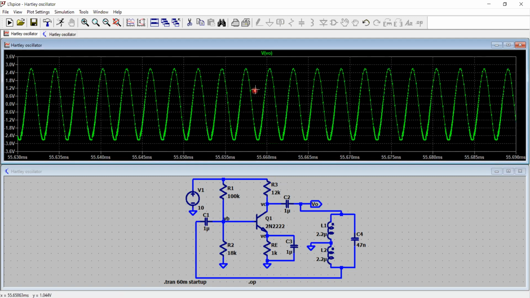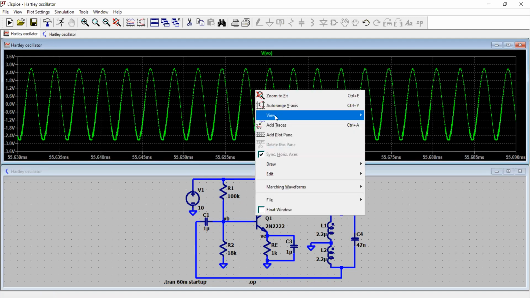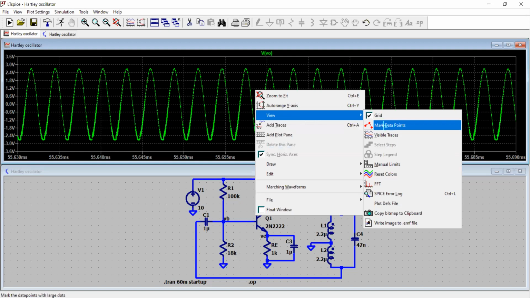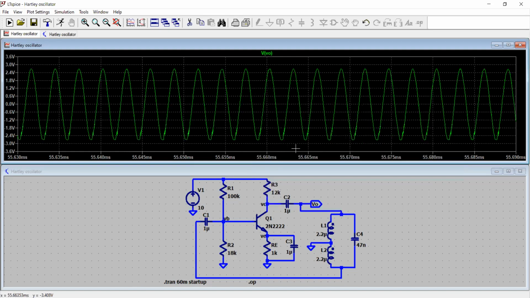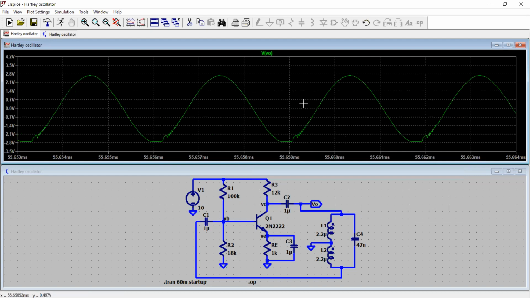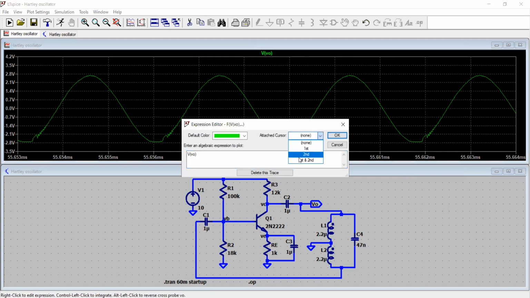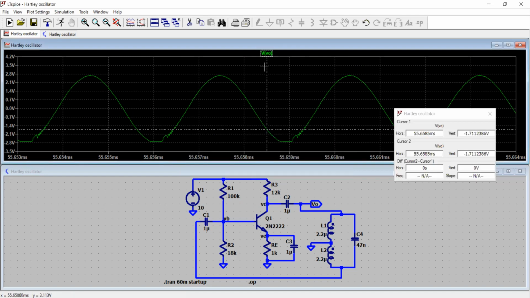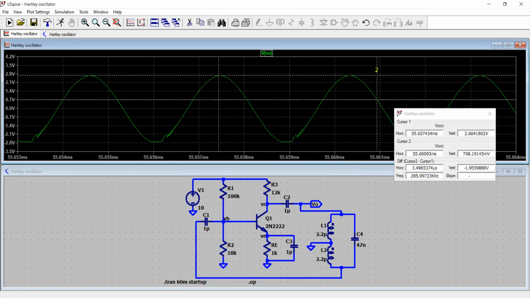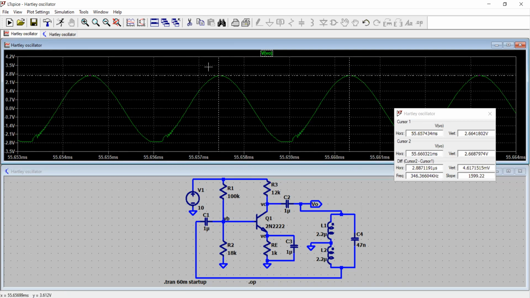right here, and maybe right click and view, and mark data points. We don't want to mark that. So you got this. And I have already shown you how to calculate the frequency. All you need to do is right click on this symbol and attach cursor first and second. Click OK, and then the first cursor goes here, the second cursor goes here. So we are calculating one time period from this peak to the same peak. So it's about 350 kilohertz.